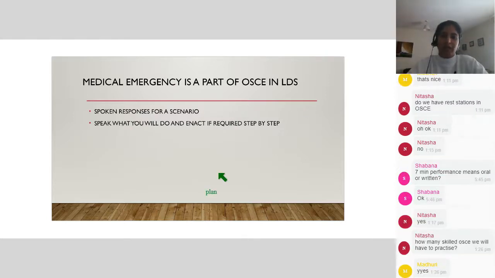Okay. Now, what is medical emergency? Medical emergency in ORE is very simple. There's a viva, and you have to answer the viva. And it is simple because you're talking to the examiner. But in LDS, they make it a little tricky by not giving you the examiner directly, but by giving you the patient. For example, say the patient is suffering from angina. Is the patient really suffering from angina on that day? No. Obviously, he is just enacting that he is having an angina attack.